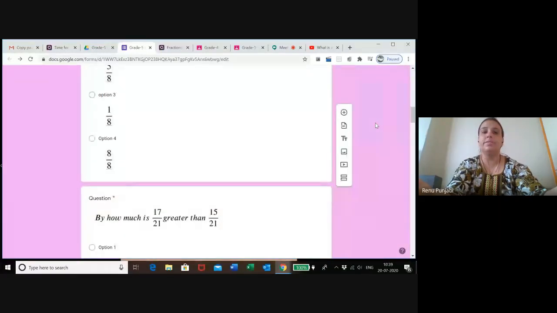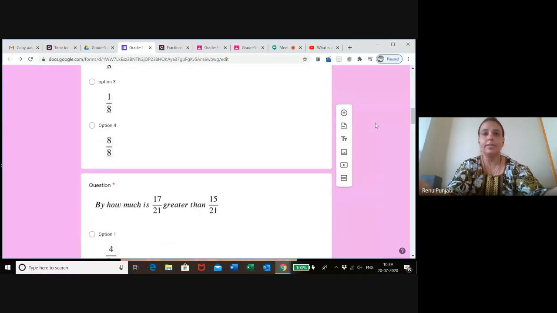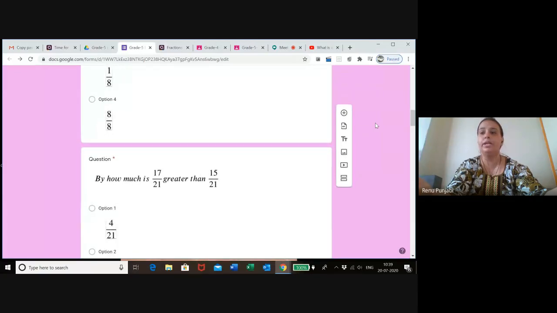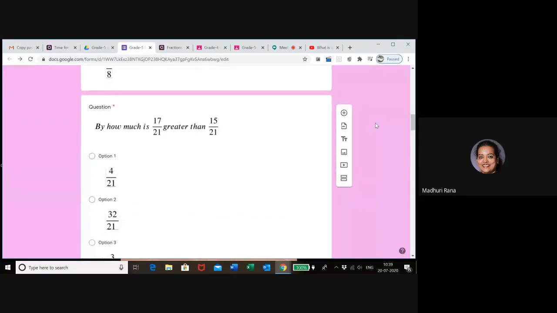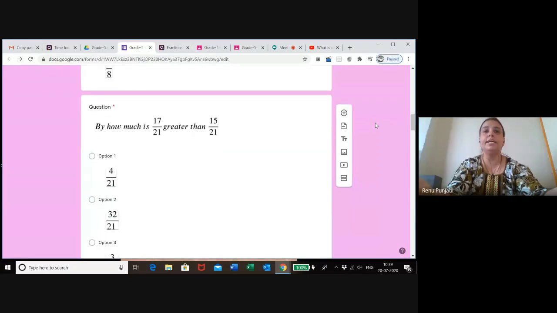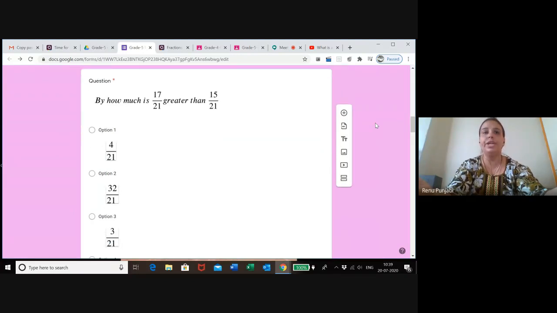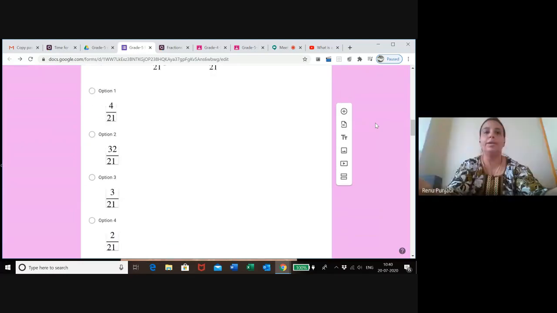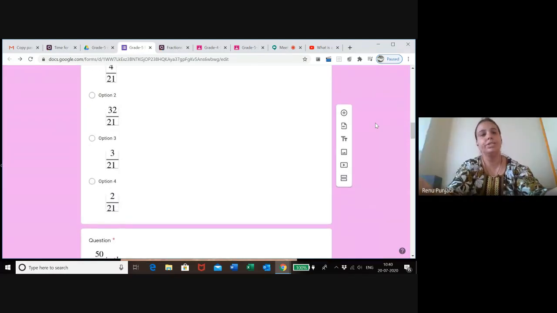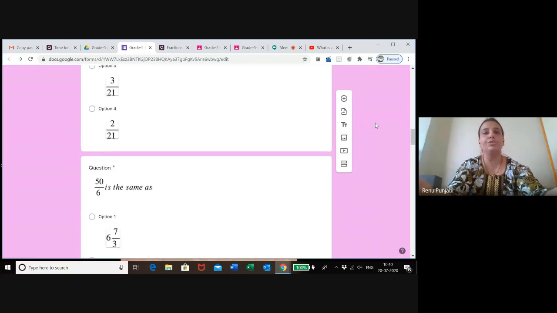By how much is 17 upon 21 greater than 15 upon 21? Is Daksh Patel there in the class? We will do it a little faster. Daksh is there in the class. In both the fractions the denominator, 21, is the same. So 17 minus 15 is 2. So the answer will be 2 upon 21, the fourth option.